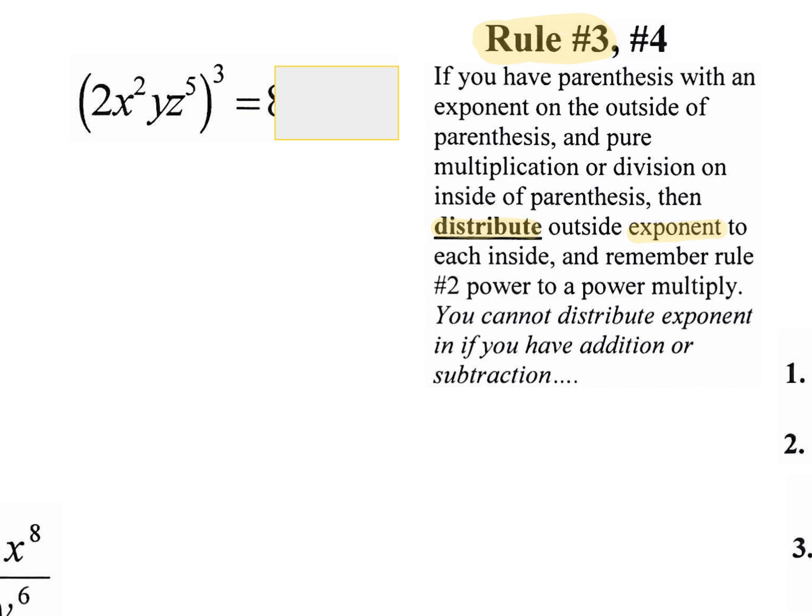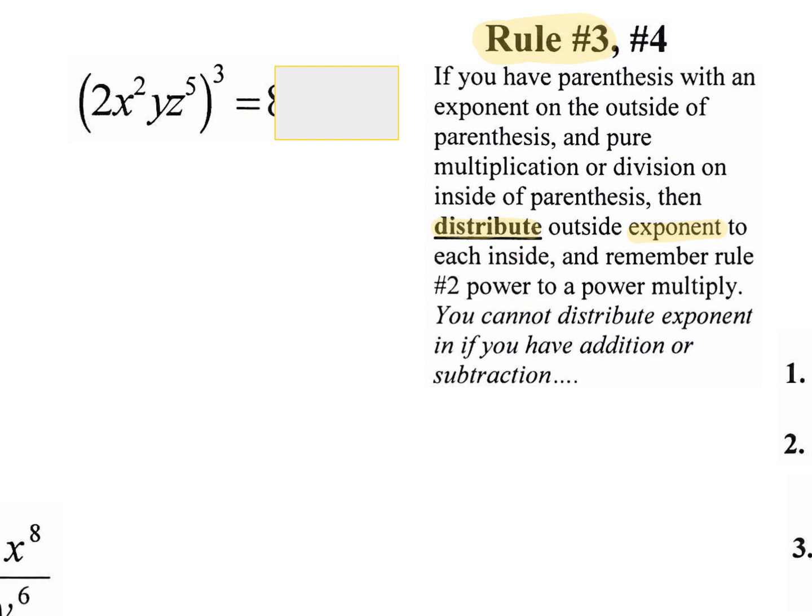So it says, if you have parentheses with an exponent on the outside of the parentheses and pure multiplication or division on the inside of the parentheses. Notice there is no plus sign. There is no minus sign in here, right? If it said 2x squared plus yz to the 5th, you cannot distribute the exponent. If you have pure multiplication or division, you could distribute from the outside of the exponent to the inside, to each inside exponent. That's what it should say.